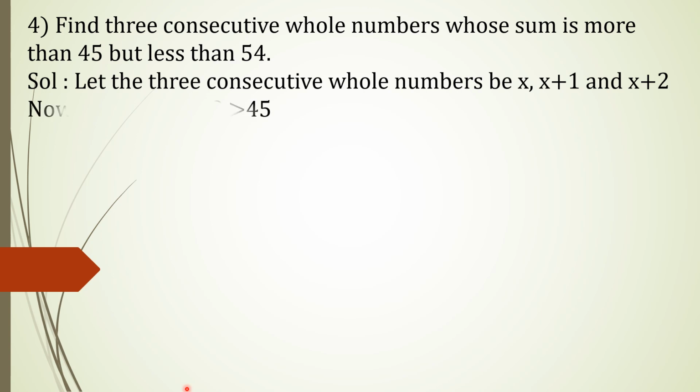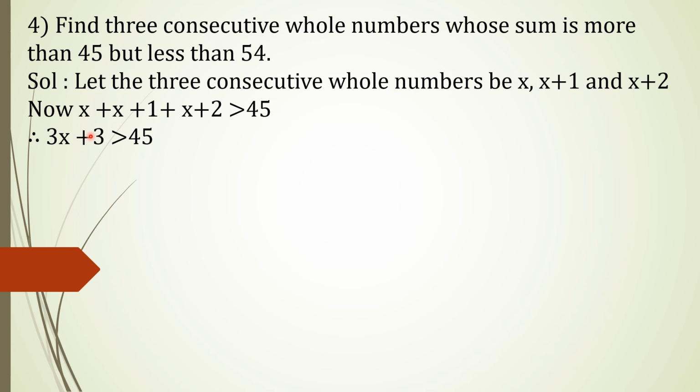Okay. Now student, what is given? The sum of these three consecutive numbers is more than 45. So I've applied the condition like that. Now sum means you have to add all these numbers. So x plus x plus 1 plus x plus 2 is greater than 45. Okay, now let's solve this. x plus x plus x will become 3x. So you will get 3x plus 1 plus 2, 3, greater than sign, then you'll write down 45 here.